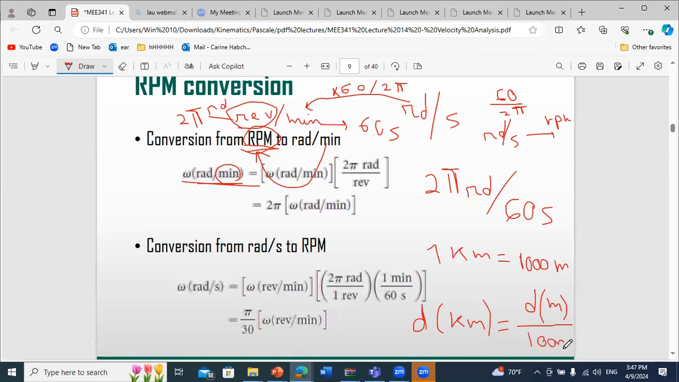Because when I tell you, let's say you have a distance of 5 kilometers, when I express the distance in kilometers, d is equal to 5. However, when I express the distance in meters, d is equal to 5,000. So if 1 kilometer is 1,000 meters, then d in kilometers is d in meters over 1,000. Same here. We said that 1 radian per second is equal to 60 over 2 pi, or 30 over pi, revolutions per minute.